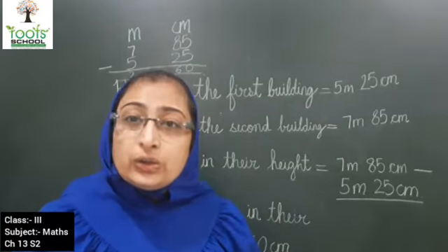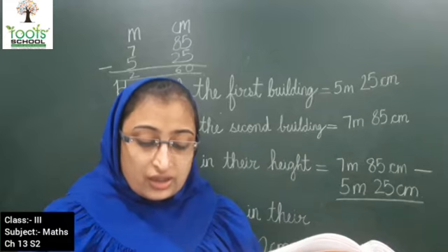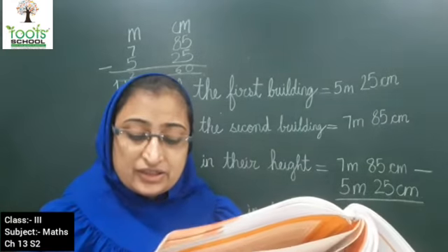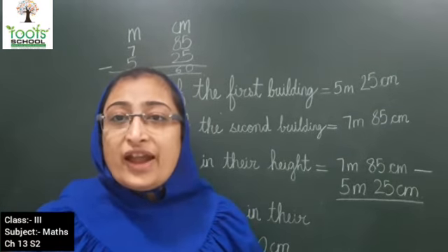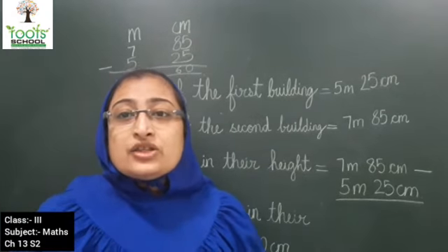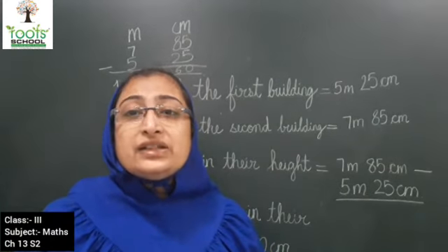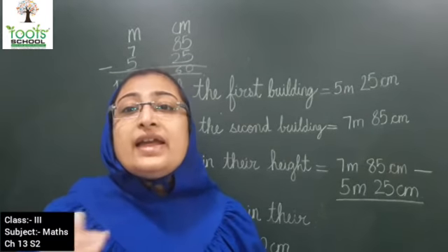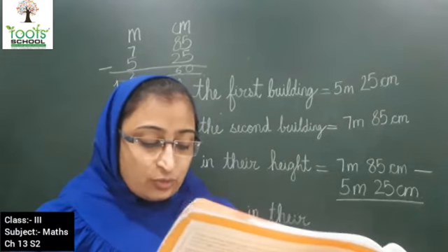Now moving on to the third one. Sohail is 1 meter 30 centimeter tall and his sister is 1 meter 49 centimeter tall. Find their total height. Again kids, here we are going to do addition, because the height of Sohail and his sister is given. And what is the question asking? That you have to find the total height. So how will you come to know about the total height? When you add the height of Sohail and the height of his sister. Okay kids, now let's move.